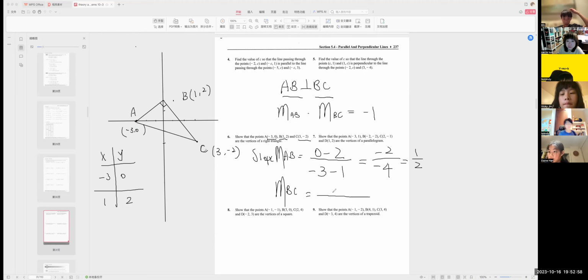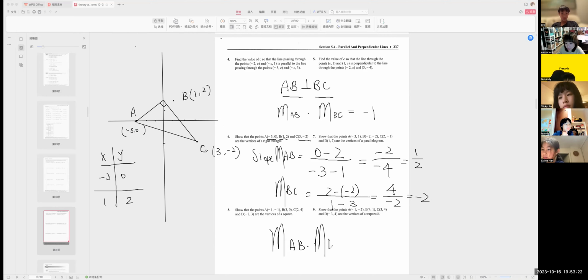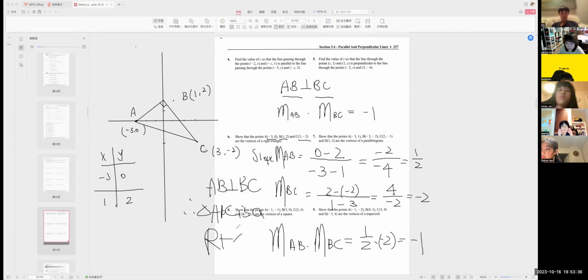Slope BC equals... R minus negative R over 1 minus 3. Very good. 3, negative 2. Oh, negative 2. Okay, 好了, 你看 M AB times M BC equals half times negative 2. Exactly equals negative 1. So that's why AB is perpendicular to BC. That's why triangle ABC is a right triangle. Get it, Andy? Get it, Kelvin? Get it, Kevin? Get it, Elaine? And get it, Carrie Law?